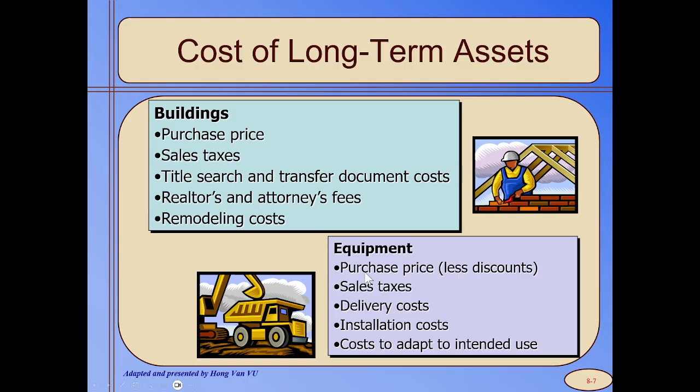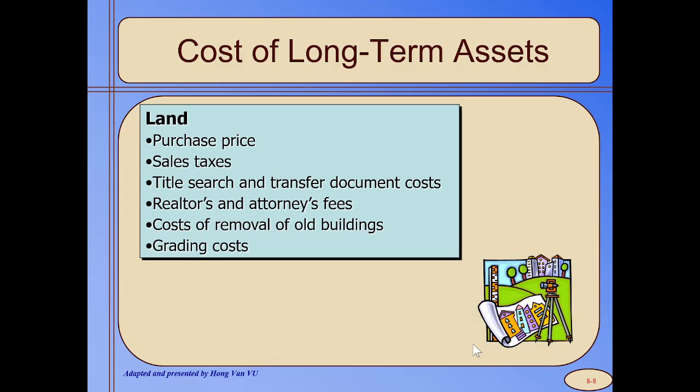The cost of equipment is the net purchase price plus any sales taxes that apply. In addition, delivery and installation costs are part of the cost of equipment. Finally, the cost to get the equipment ready for its intended use is included in its cost.